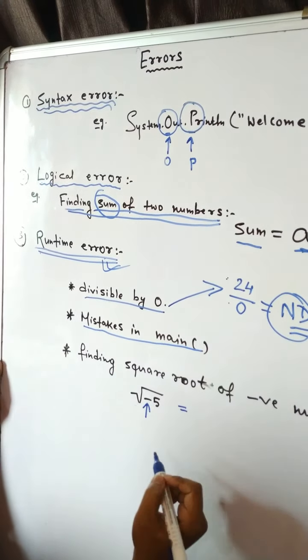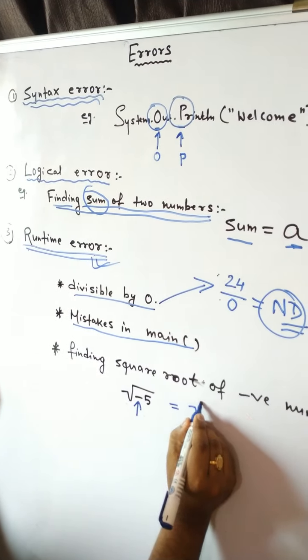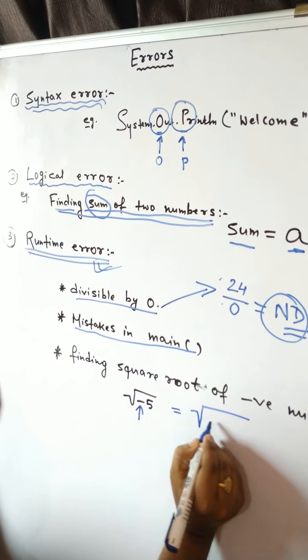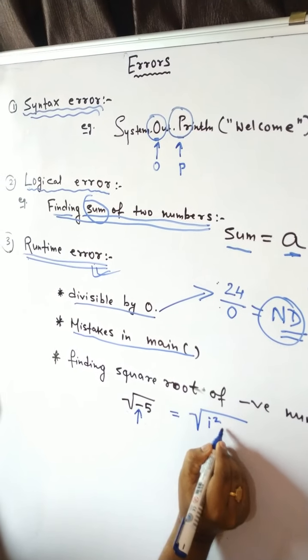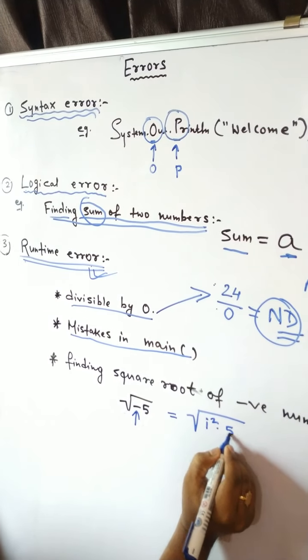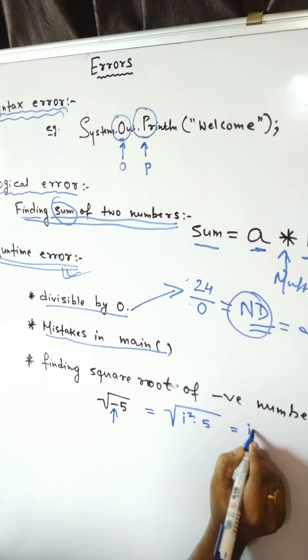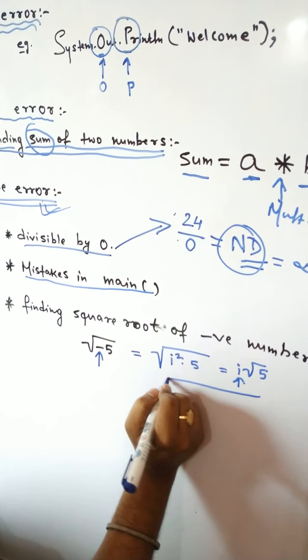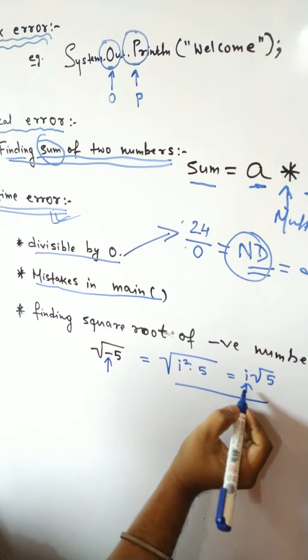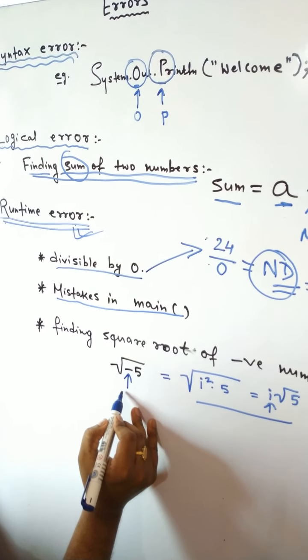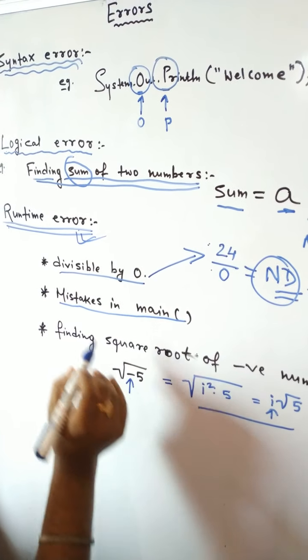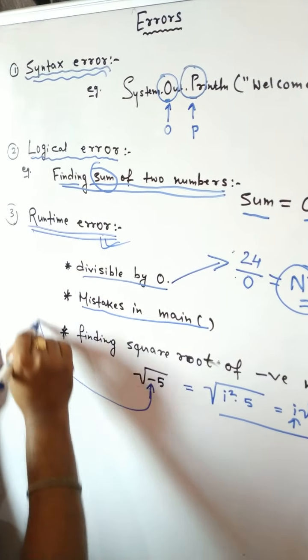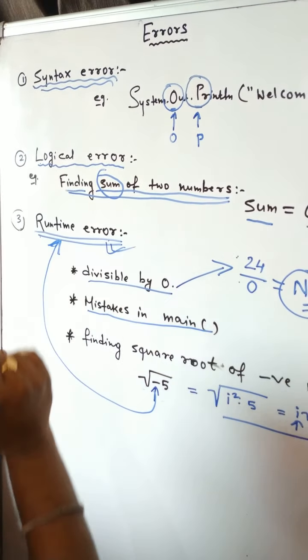But in mathematics in class 11th and 12th, we do it like this: minus 1 equals i squared, and we multiply with 5, so this will be i root 5. i is an imaginary number. That is in mathematics, and i stands for imaginary, so that is not valid here. But the very simple thing is, if we find the square root of a negative number, which type of error is it called? That error is called a runtime error.